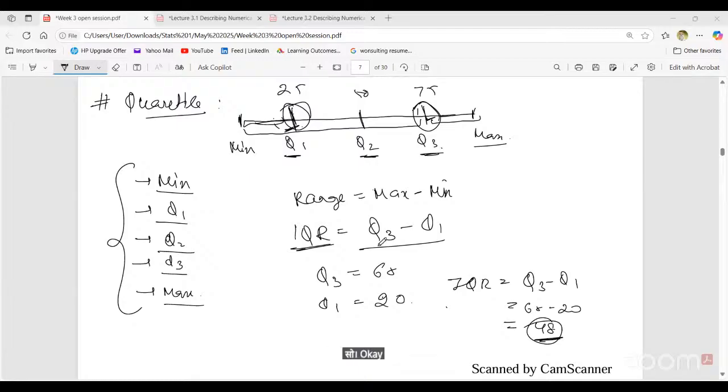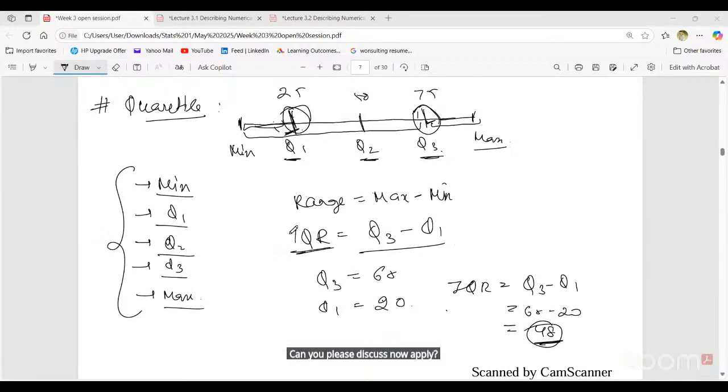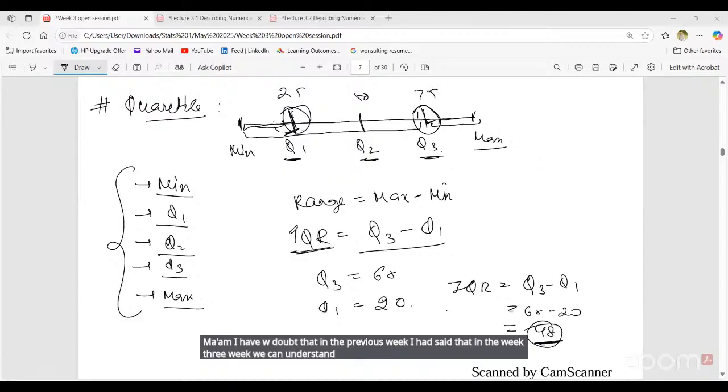Ma'am, I am having one doubt. Is the concept clear to everyone? Yes. Can you please discuss outliers? Ma'am, I have one doubt that in the previous week you had said that in week 3 we can understand discrete and continuous data. You gave one example that certain decimal values can also be discrete. I cannot find that in week 3, and I still cannot understand. You gave an example of some decimal values which can be discrete.